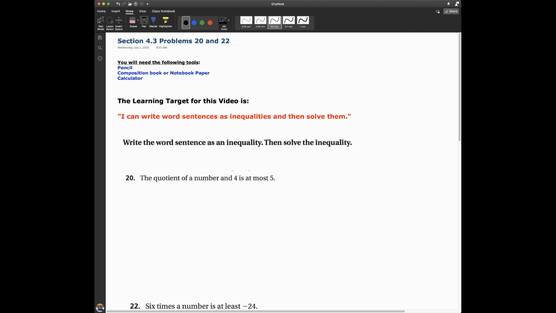I've got two problems from section 4.3 we're going to take a look at. Don't forget you need a pencil, composition book or notebook paper to take notes, and you might need a calculator for this one. The learning target for this video is I can write word sentences as inequalities and then solve those inequalities. All right, so let's just jump right in.